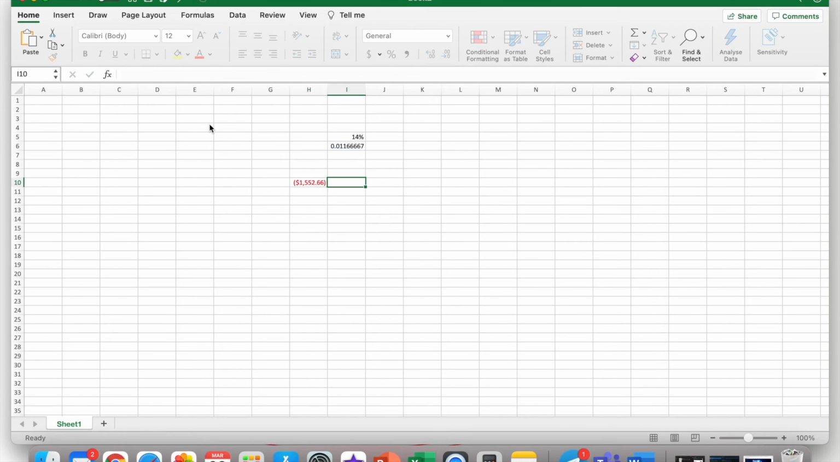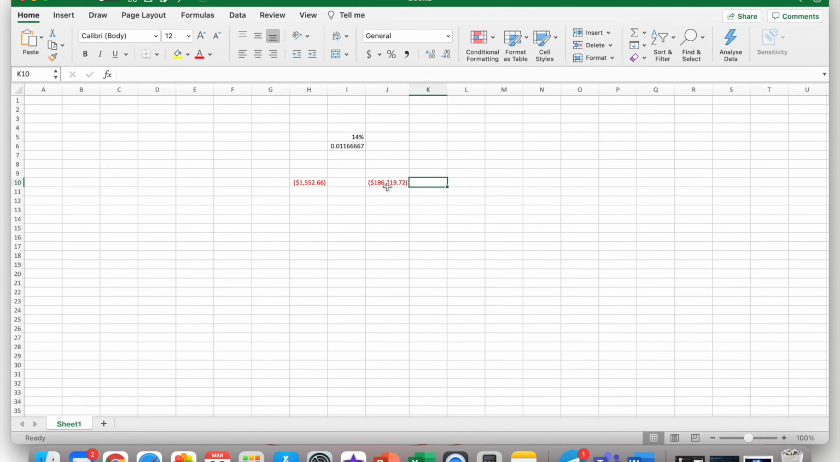I'm pressing tab. By default it's showing the amount in dollars. That's fine, we are not bothered about that. So the amount that comes down is 1552.66. So this is your EMI that you are supposed to pay for the next 10 years to repay 1 lakh rupees. Now if you want to calculate how much the total amount is, we will just multiply it by 120. So friends, this is the amount that you are going to repay to the bank.